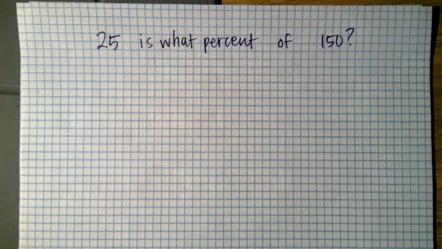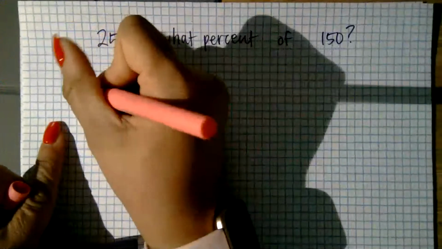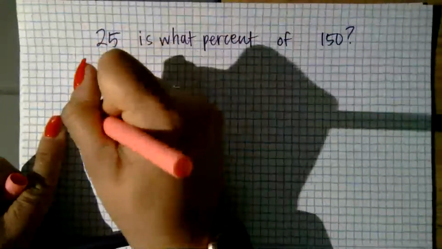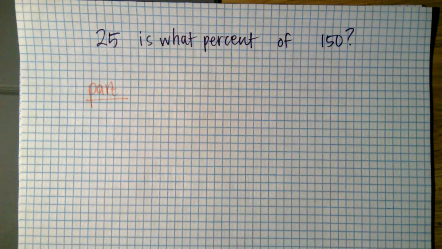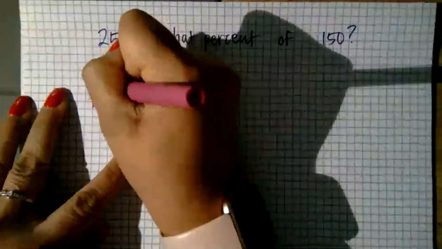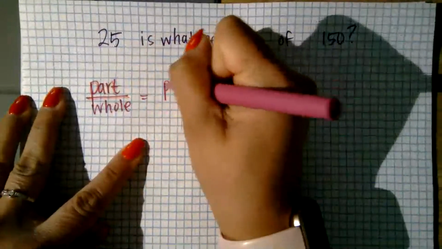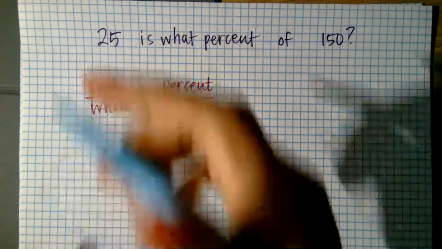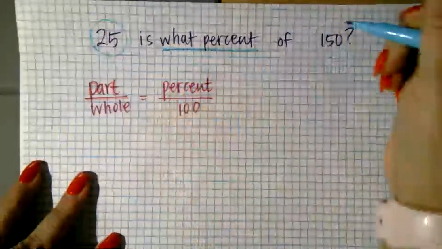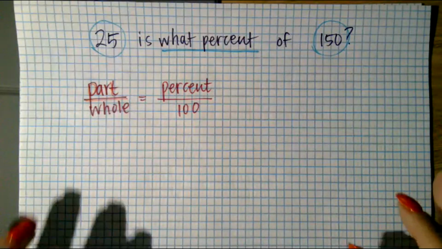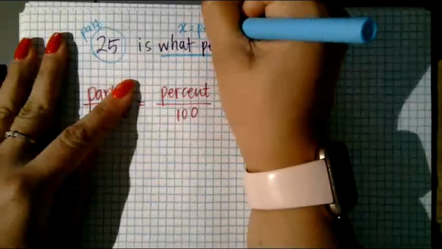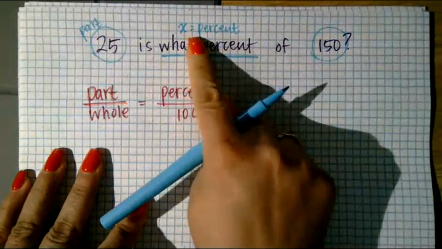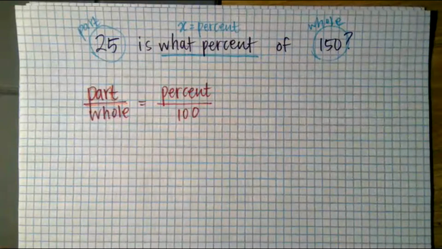So we're going to go ahead and first annotate this question. Remember that the formula is always part over whole. Let me get a better marker. Here we go. I'll write it over. Part over whole equals percent over 100. Looking at this question, we've got to see, what does the 25 represent? 25 is what percent of 150? Definitely the 25 is the part. What percent is our unknown, so x is going to be in terms of the percent, because our unknown will be the variable x. And 150 is the whole, because that's like 25 of 150.